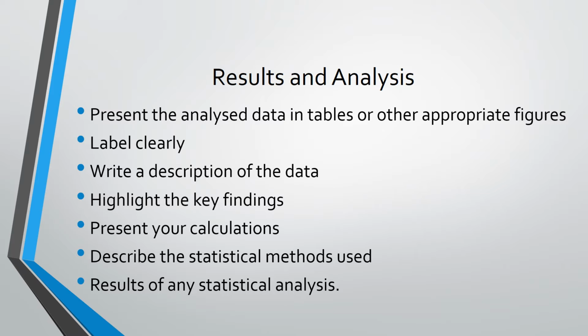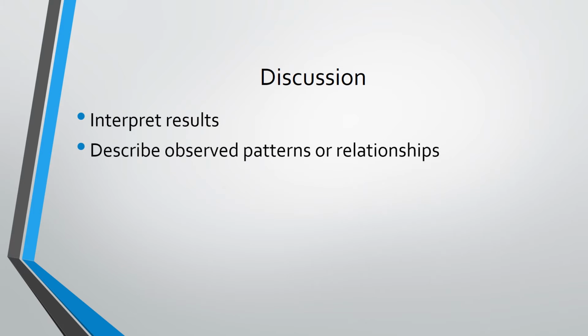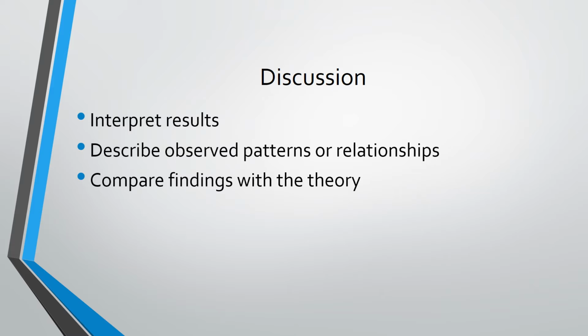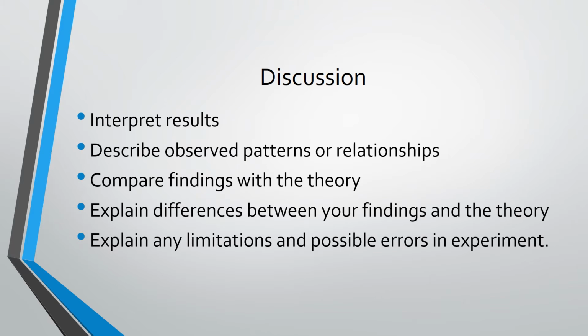In the discussion section, you need to interpret your results. You should describe observed patterns or relationships and compare your findings with the relevant theory. If there are any differences between your findings and the theory, you should explain them. Finally, explain any limitations and possible errors in your experiment.